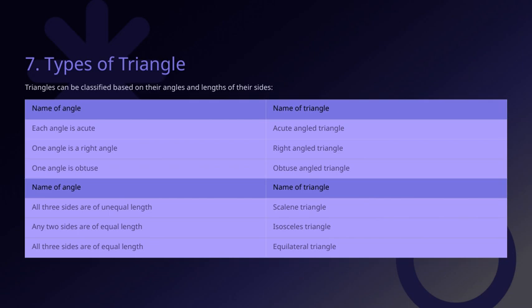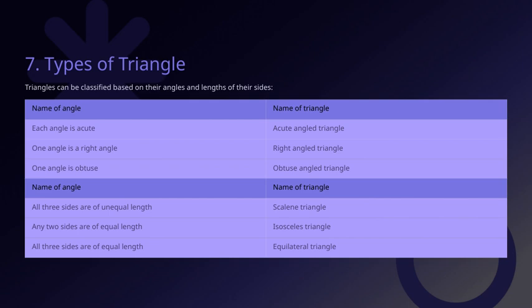If one of the angles is exactly 90 degrees, it's a right-angled triangle. And if one angle is greater than 90 degrees, then it's an obtuse angled triangle. These classifications help us understand the shape and properties of the triangles based on their angles.